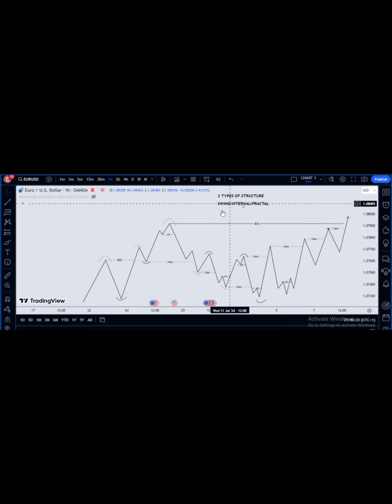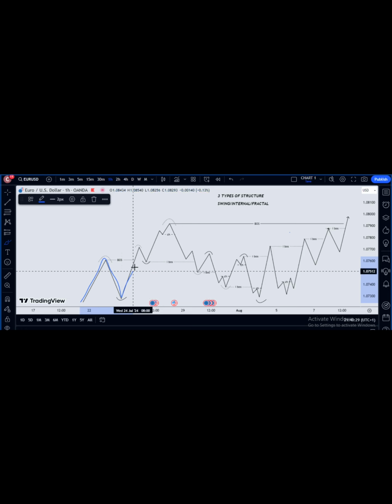We have a swing structure, which is this. It is the swing structure of this chart. Price made a higher high here, came down, made a higher low, broke structure, and made a higher high here. The reason I'm not going to consider this a retracement for this to be a higher low is because you can compare this and this. This is a swing structure.